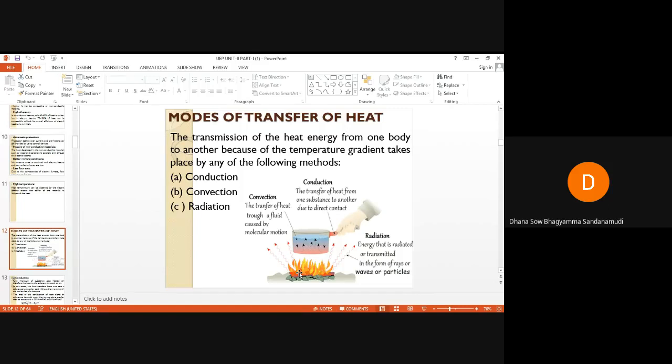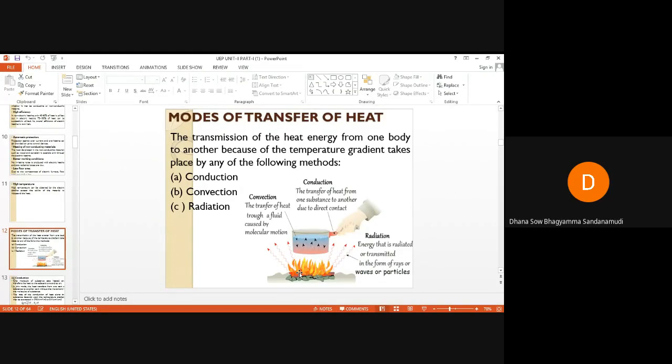Conduction means direct heat transfer due to direct contact. Convection means heat transfer due to molecular motion. Radiation is without any direct contact. If the heat is transmitted in the form of rays, waves or particles, that is radiation. Let us discuss in detail about conduction, convection and radiation.